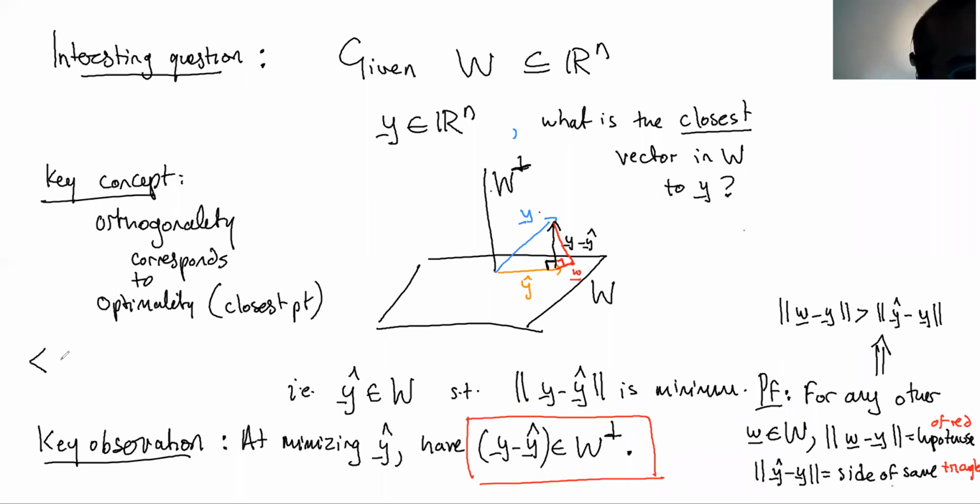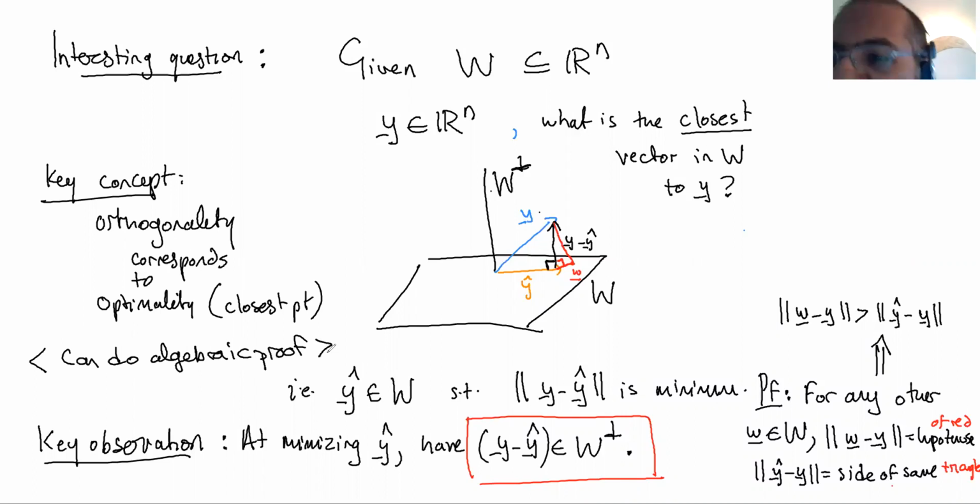I should mention, you can do an algebraic proof using the dot product, like the proof of Pythagoras' theorem only using the dot product. But this is the picture that is really important that I want you to have in mind, that the answer to this question is somehow related to orthogonality. What's the closest point? Well, it's the point that has the property in the red box. Okay, great. Well, how do I compute such a point? How do I compute y hat? Right, so that's what we'll consider next.